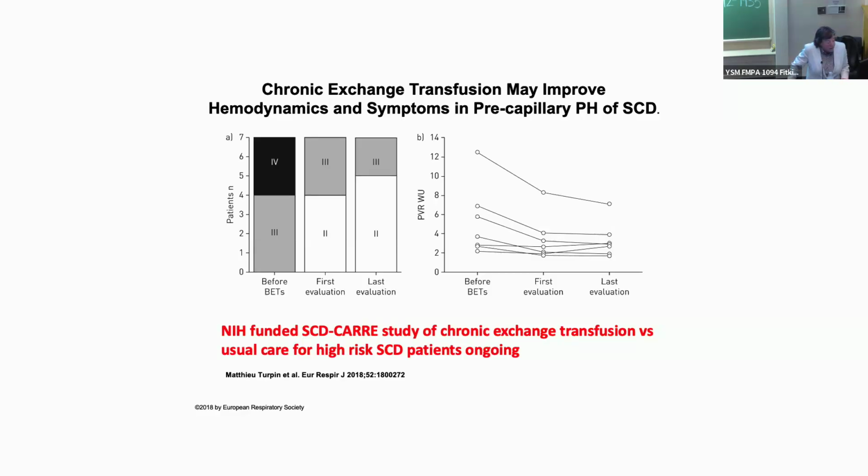The French group published provocative data of 13 patients with precapillary pH, now actually quite a few years ago, where they put them on chronic exchange transfusion for a year. These are exchange transfusions that happen every 4 to 6 weeks. What they showed was basically an improvement in symptomatology as defined by NYHA class, but also a reduction in pulmonary vascular resistance. And this was the study that led to the NIH-funded multi-center trial led by Mark Gladwin and Daryl Triulzi, who were at that time both at University of Pittsburgh, that we're a part of, called the SCD CARE study.